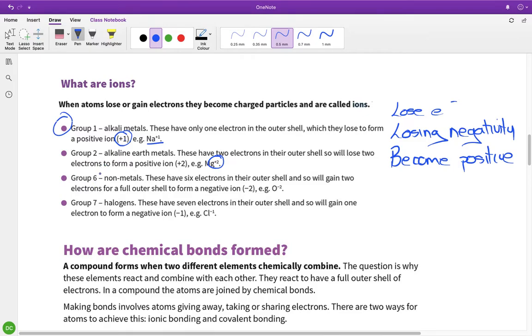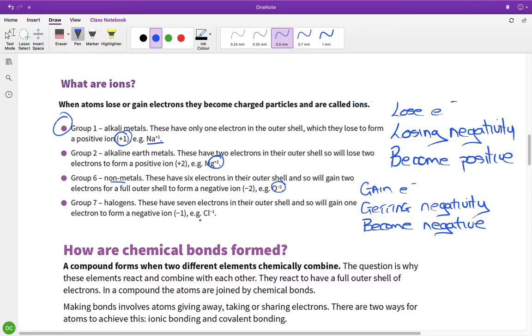Group 6, so group 6 and group 2 are quite compatible because group 2 wants to lose 2 and group 6 wants to gain 2. They don't have a specific name, they're just called nonmetals here. They have 6 electrons in their outer shell because it's group 6. So if they gain 2, they will have a full outer shell. Now, if they're gaining electrons, that means they're getting some extra negativity. So that makes them negative. Okay, so they become a negative ion. And in the case of group 6, they're going to gain 2 electrons, so it becomes a -2. The halogens, as we said, they pair up nicely with group 1.